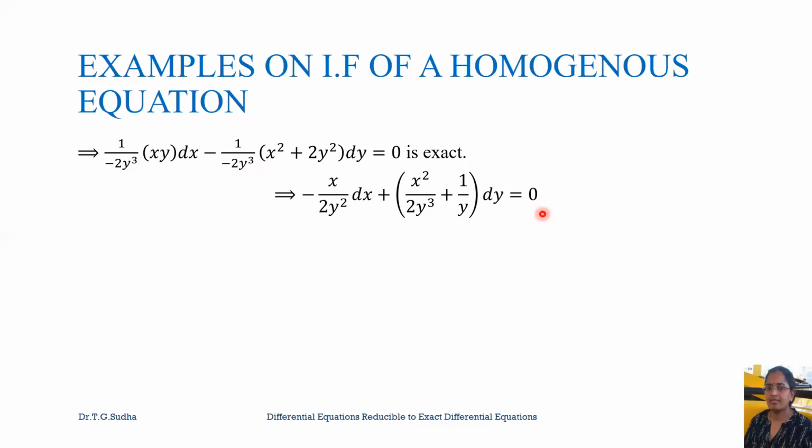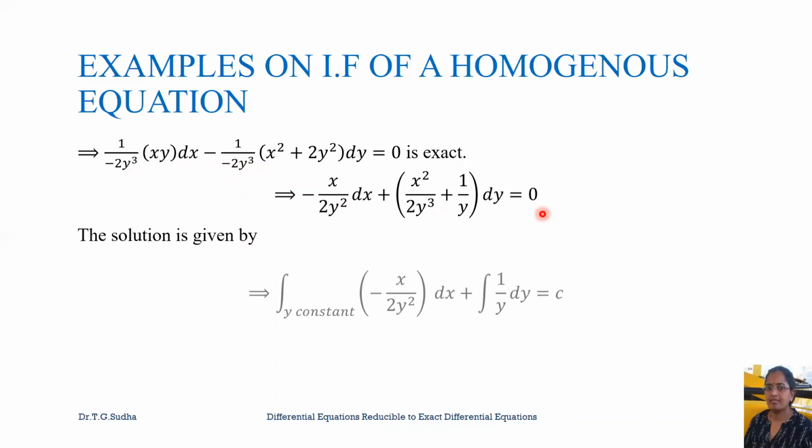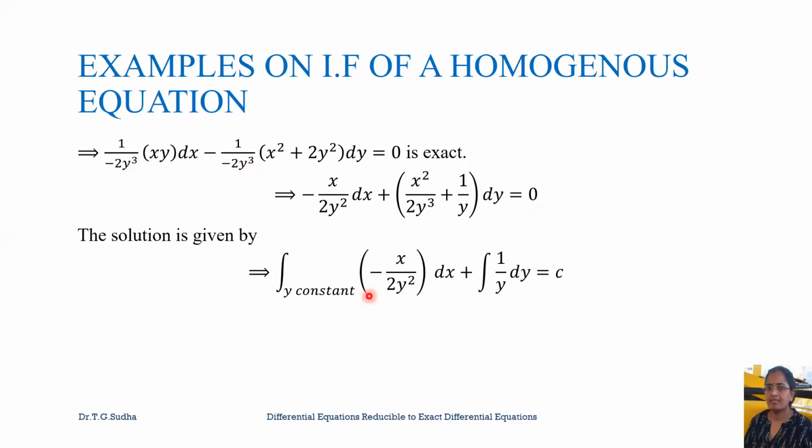And this is an exact differential equation and the solution is given by the integral of M dx. Here M is minus x by 2y square into dx keeping y constant, and plus the integral of the terms which are independent of x. The first term contains x here, so neglect this. Take the second term, that is 1 by y, which is independent of x. So the integral of 1 by y dy equal to c, where c is the constant of integration.